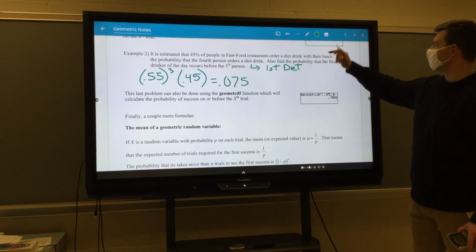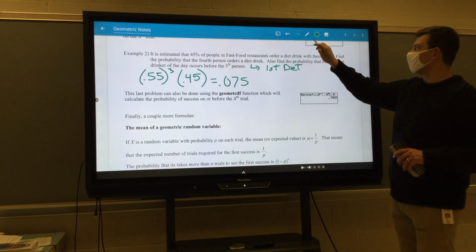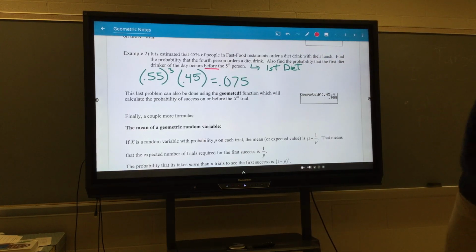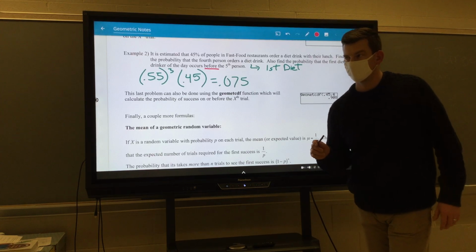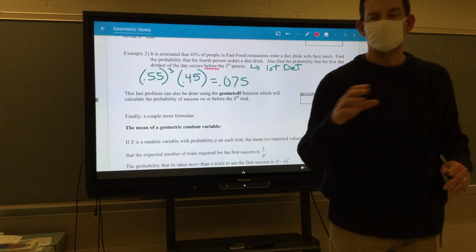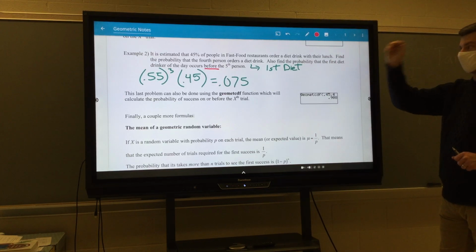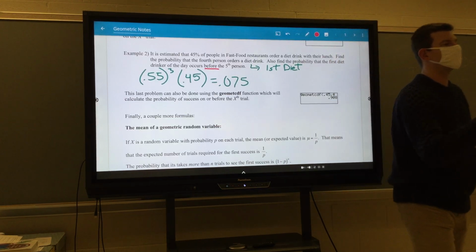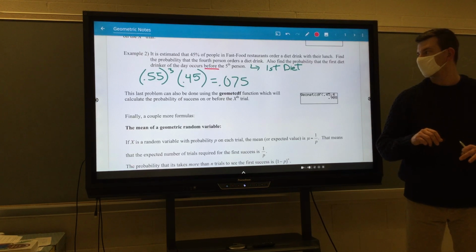Now the second part says also find the probability that the first diet drinker of the day occurs before the 5th person. Like we saw with the binomial problems, you need to pay close attention to the wording. Okay? That's the difference between like a less than sign versus a less than or equal to sign. So if we're saying that this first diet drinker occurs before the 5th person, it could be the 1st customer, it could be the 2nd, it could be the 3rd, it could be the 4th. But do not include that 5th.